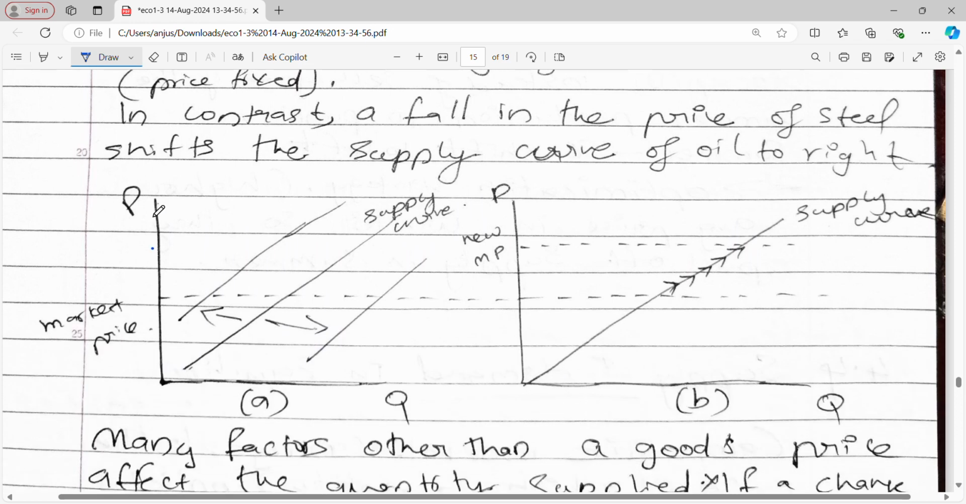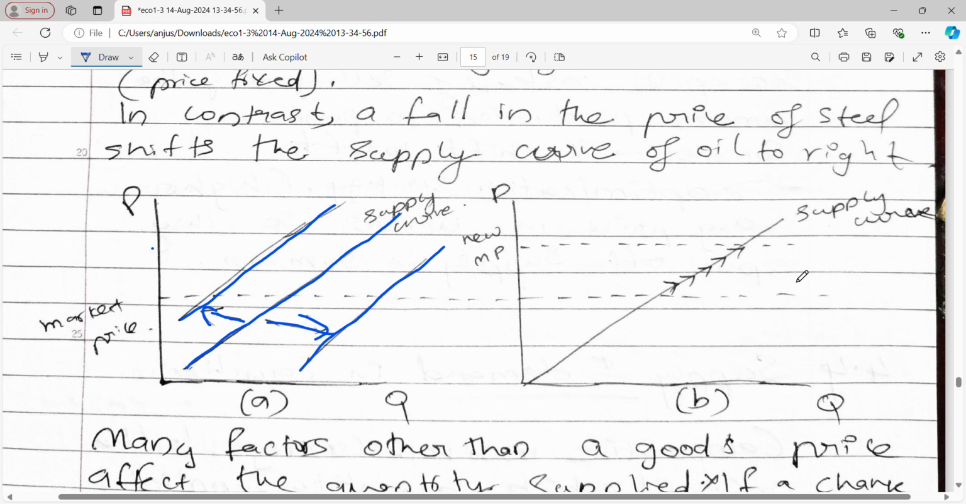So, if this is the initial supply curve, steel's price increased, it becomes more expensive to produce oil because of the increased price of steel. So the supply curve shifts here. In contrast, if the price of steel is decreased, the supply curve will shift to the right, because it is now more profitable to sell oil as the cost is less for producing the same.